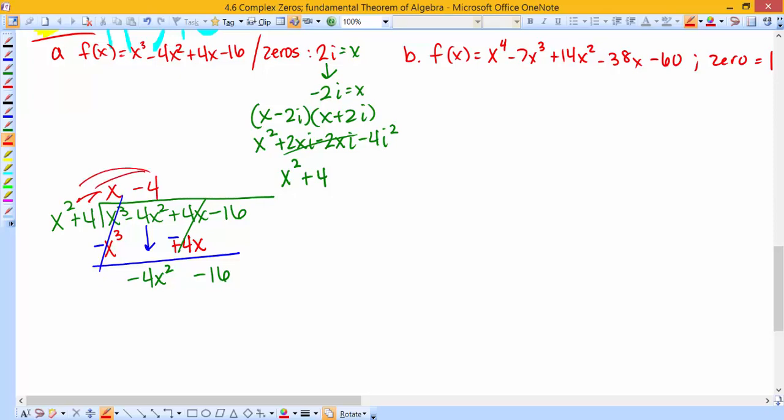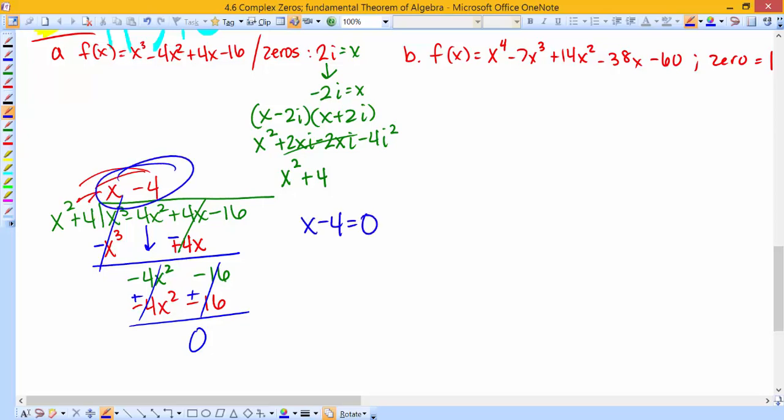Distribute to your factor again. And you get negative 4x squared minus 16. This becomes subtraction. Because I'm subtracting these, they both become addition. And look at that. They cancel. I'm left with 0. So the x minus 4 is my other factor. So I'm going to take the x minus 4 and I'm going to set that equal to 0. So x equals 4. So my zeros are x equals 2i and negative 2i, and then I also found 4.